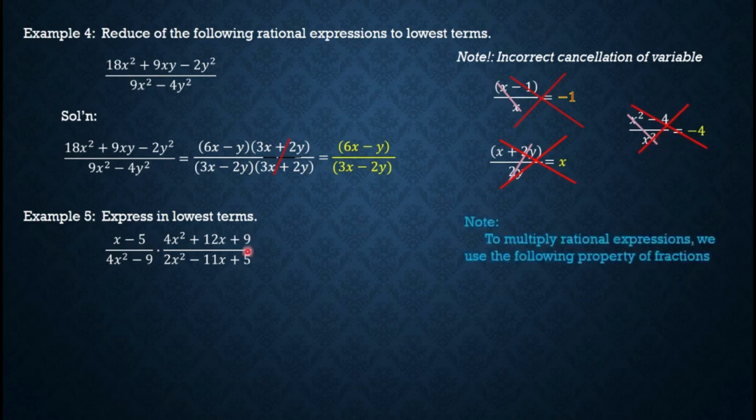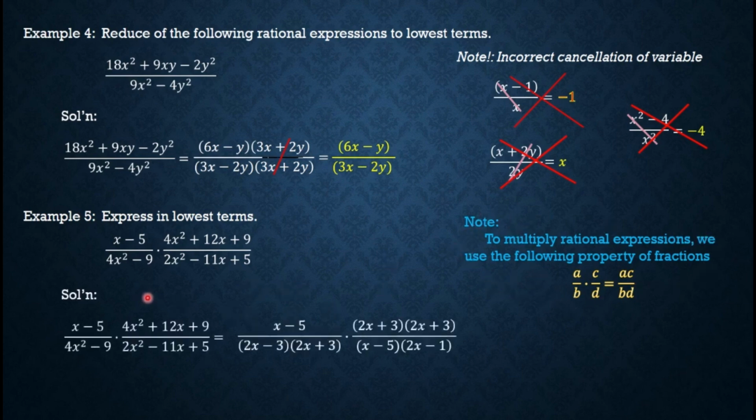Okay, another example. Note that to multiply rational expressions, we use the following property of fractions. First, a over b times c over d is equal to ac over bd. So, this is it.